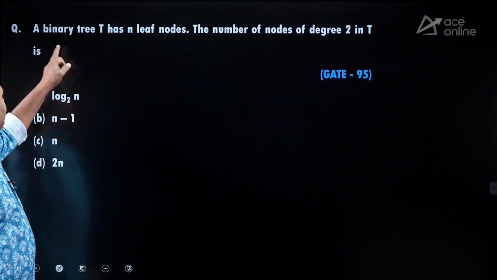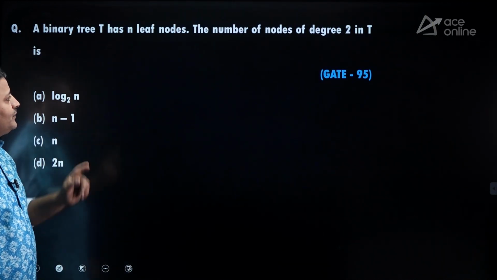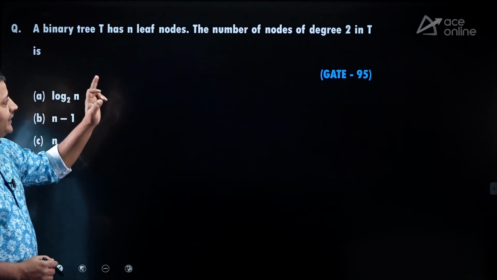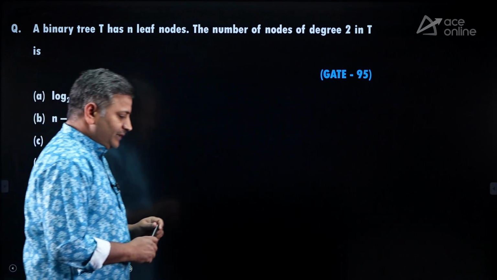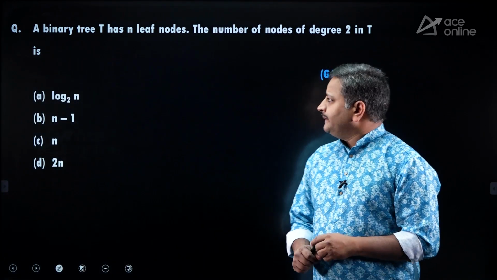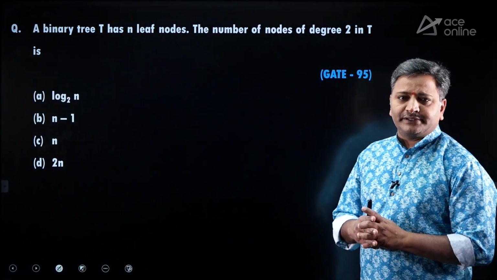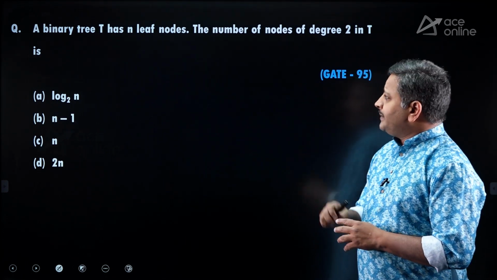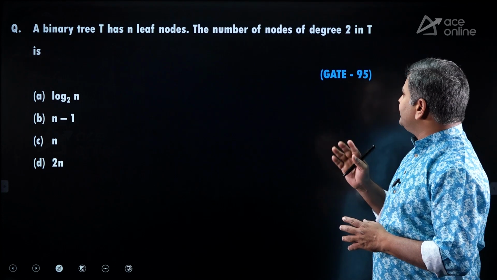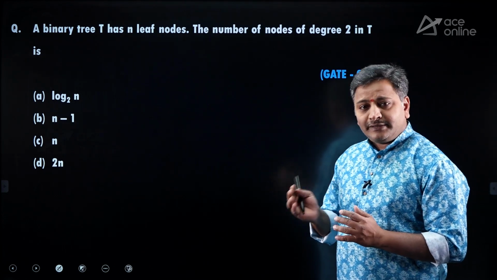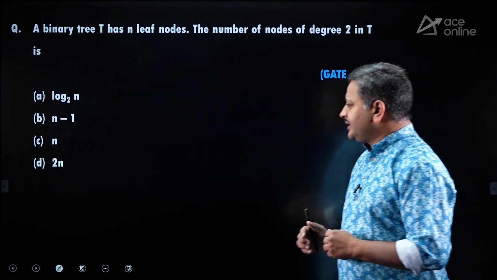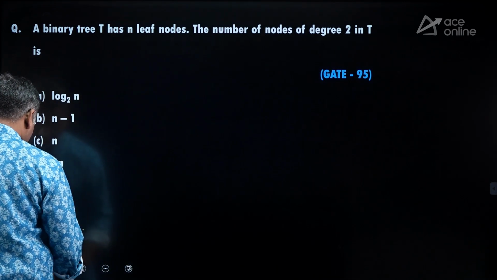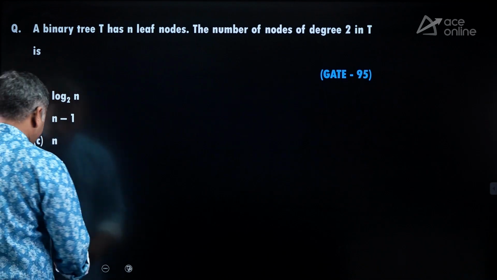Just look at this one. A binary tree T has n leaf nodes. The number of nodes of degree 2 in that tree. It's the most important topic friends. Okay. Because based on this topic there are so many questions, minimum 5 times they ask this question in the GATE paper. So a binary tree T has n leaf nodes, the number of nodes of degree 2 in that binary tree is, okay. You also think about this problem, meanwhile I will derive one formula.